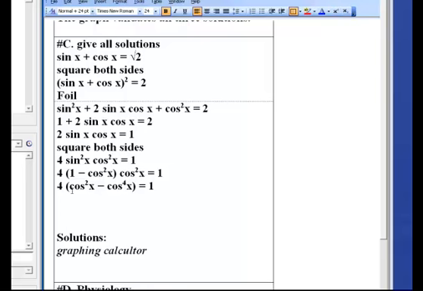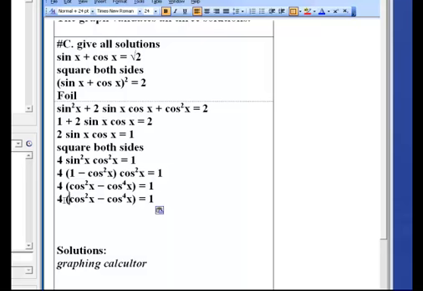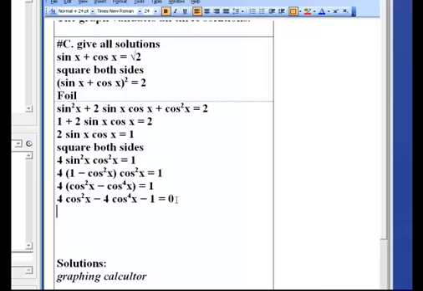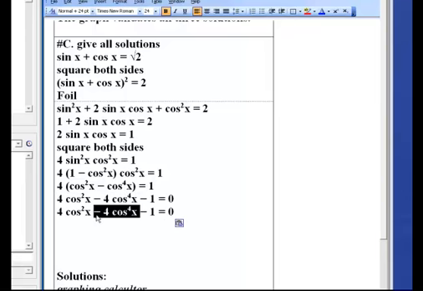Now, I'm going to take the 4 inside. So we're going to have 4 cosine squared, 4 cosine to the 4th. I don't need the parentheses. I subtract the 1 on both sides. Okay, still not done. Put this one to the front here and switch all the signs. I just like the highest power there in the front, and then switch all the signs.